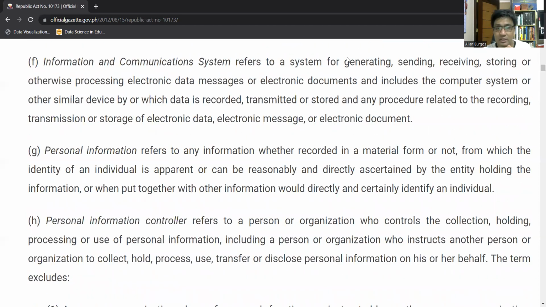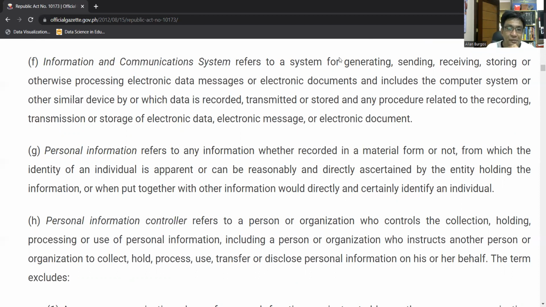Letter F, information and communication systems. System refers to a system for generating, sending, receiving, storing, or otherwise processing electronic data, messages, or electronic documents, and includes the computer system or other similar device by or which data is recorded, transmitted, or stored, and any procedure related to the recording, transmission, or storage of electronic data, electronic message, or electronic document.